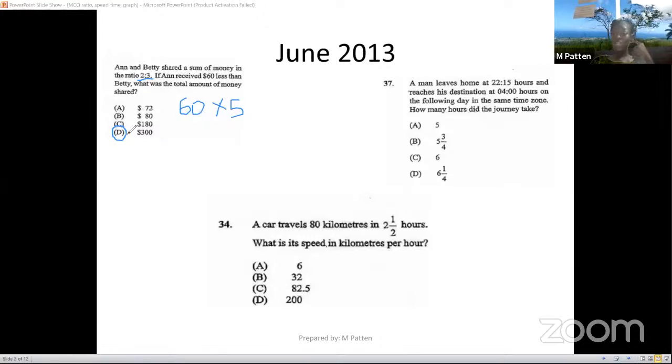So don't just look at the question and say, oh, this is the same question and answer. You notice how they switch it up? The last time they asked you, how much did Betty get? Now they're asking you, what is the total amount of money shared? So please read all the questions, no matter how familiar they look. Sometimes they twist the question, all right?